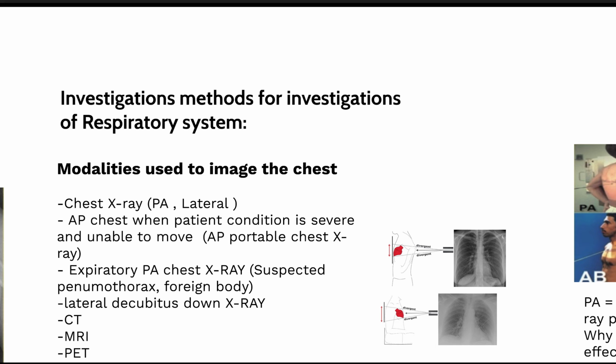During this video, we'll show you what an AP and a PA look like. An expiratory PA chest. And then we have a lateral decubitus, which is usually when a patient is lying down in a lateral format. CT, MRI, and PET. So just to summarize, you have chest x-rays, and within chest x-ray you have different formats of chest x-rays. Then you have CT, MRI, and PET.